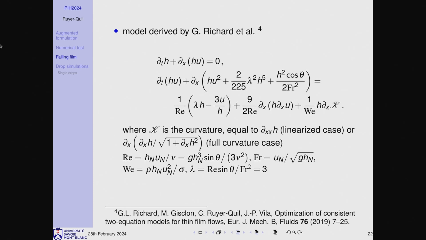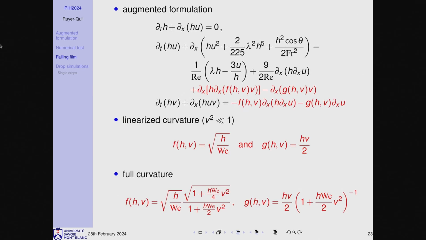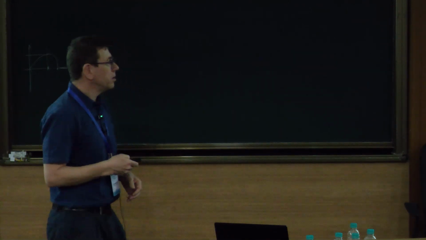So this is the curvature term. If we include curvature as usual, it will be here, the surface tension terms. If we use our augmented formulation in 1D, we get the red terms here, plus this additional momentum balance for the additional velocity v. So we solve the two. You can see the difference with respect to f and g easily for the linear curvature. So f and g are very simple for linear curvature, a little bit more complex for the full curvature, but it's nothing very difficult there.